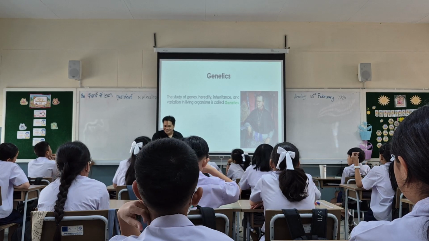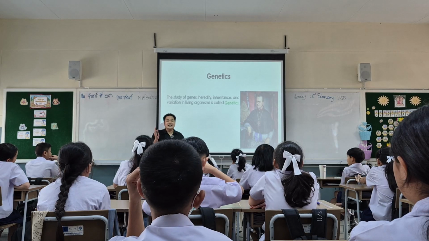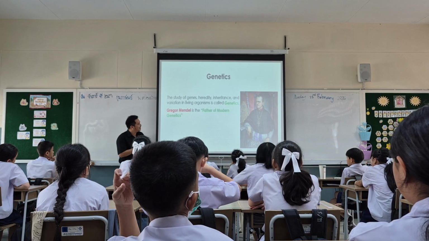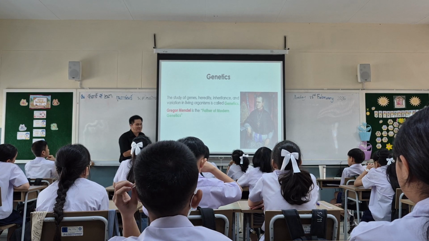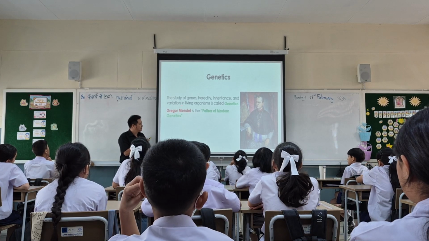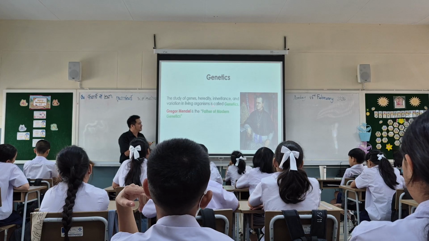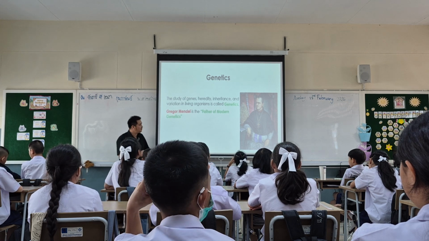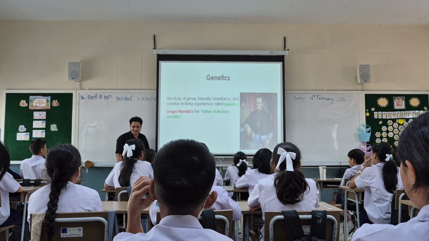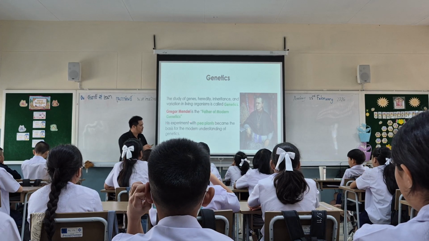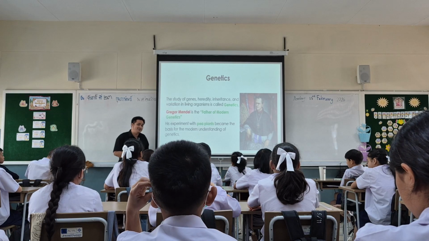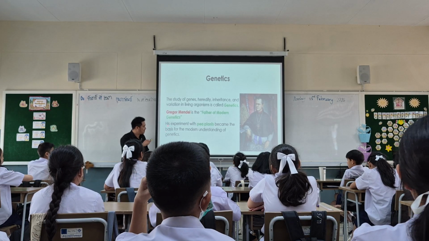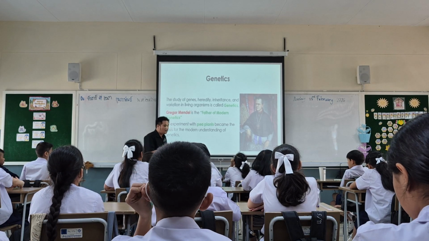Now, do you know this guy? Mendel. Very good. His name is Gregor Mendel. Who is Gregor Mendel? Father of modern genetics. Very good. Let's read. Gregor Mendel is the father of modern genetics. His experiment with pea plants is very famous. His experiments with pea plants became the basis for the modern understanding of genetics.